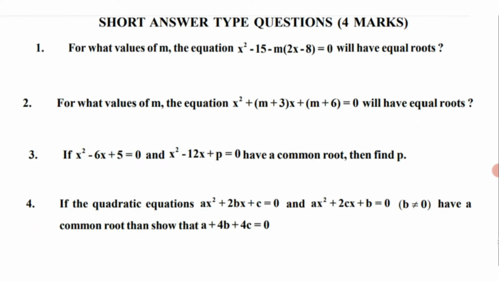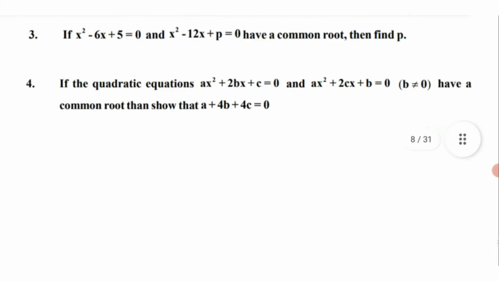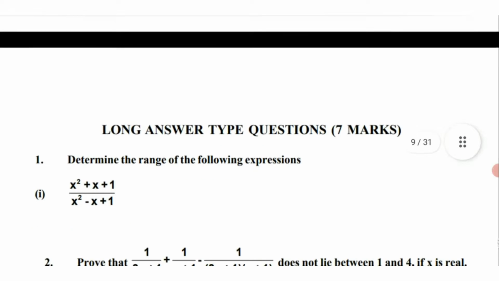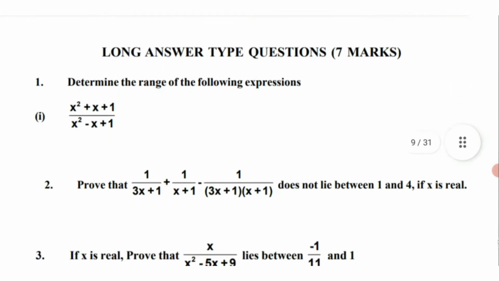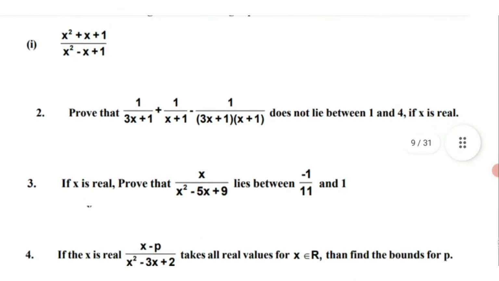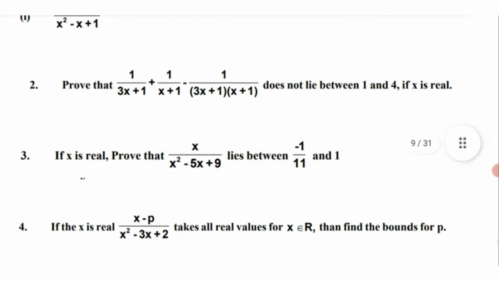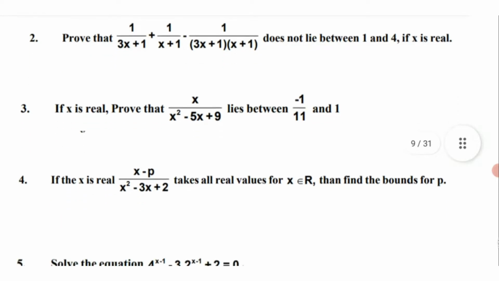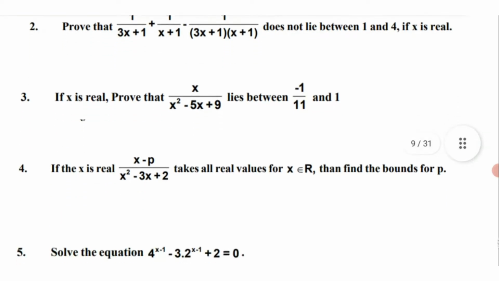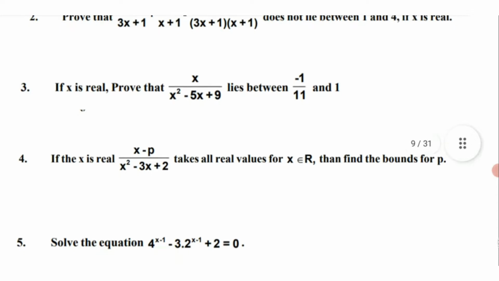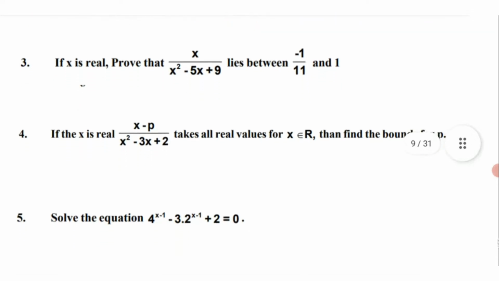Next, SAQ questions I have listed here for quadratic expression. Very important SAQ questions that definitely fetch you good marks from this chapter if you practice these questions. Next is the LAQ question from the quadratic expression. Determine the range of the following, then prove that the given expression lies between 1 and 4 if x is real. Then if x is real, prove that x by x square minus 5x plus 9 lies between minus 1 by 11 and 1. This is a very important question.